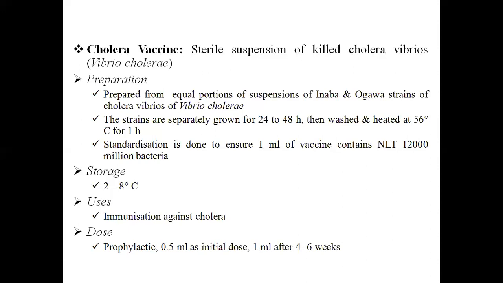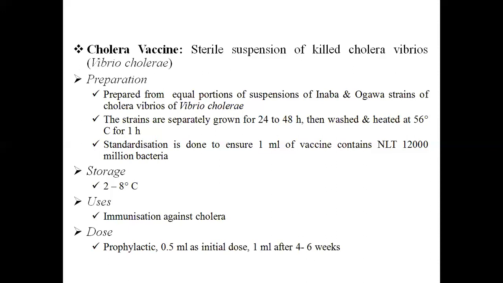After adding a suitable preservative, it is transferred into the final container and the container is sealed. These prepared vaccines must pass the test for sterility and also the test for undue toxicity. The storage temperature of the vaccine is between 2 to 8 degrees centigrade.